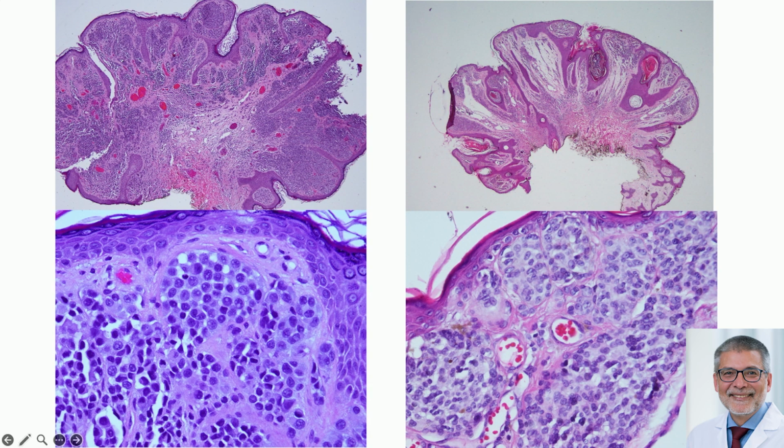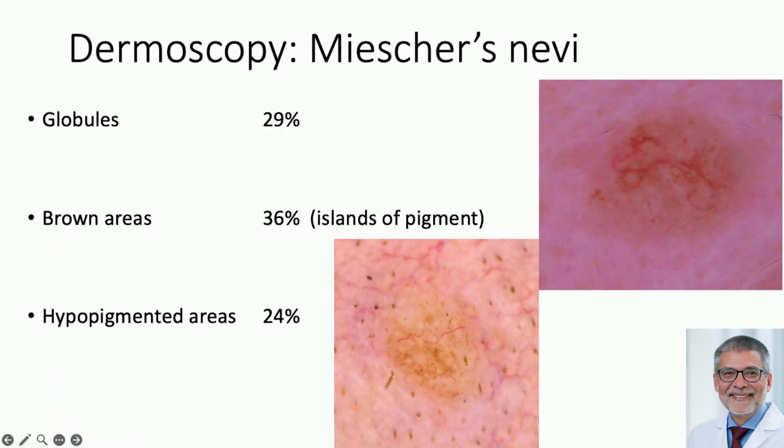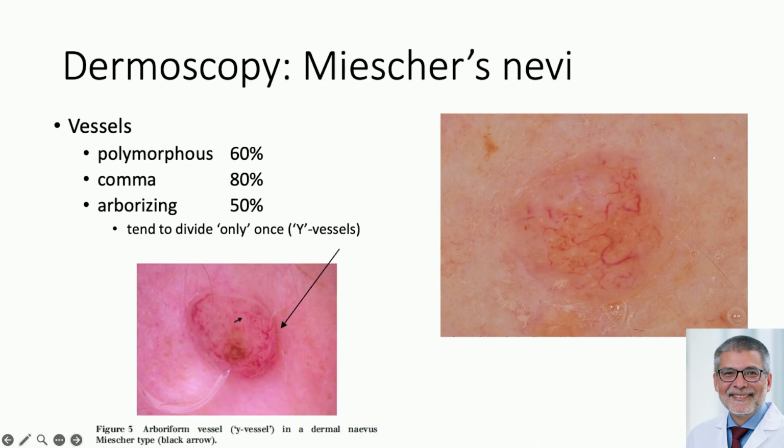So it takes your clinical morphology to another level to improve your diagnosis. And then you have your dome-shaped Meischer's nevi. And here again, globules, brown pigmentation, hypopigmentation are common. And here comes in one of the issues that arises when it comes to vessel pattern. It turns out that in your Meischer's nevi, you can have the so-called arborizing vessel. An arborizing vessel is associated with basal cell carcinoma. We'll talk about that in the second half.